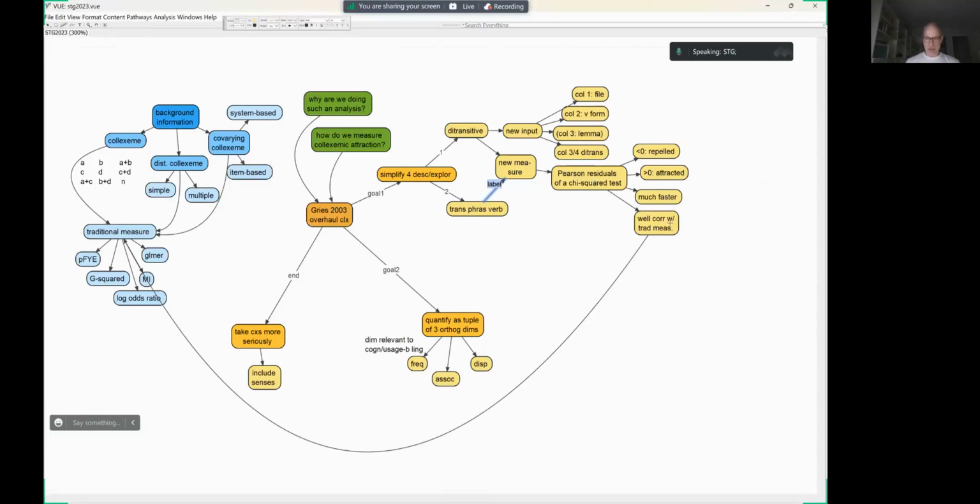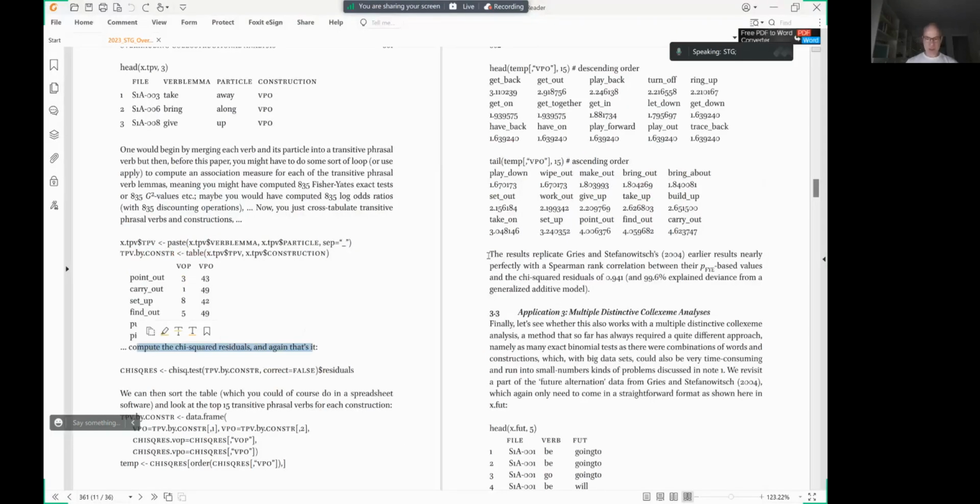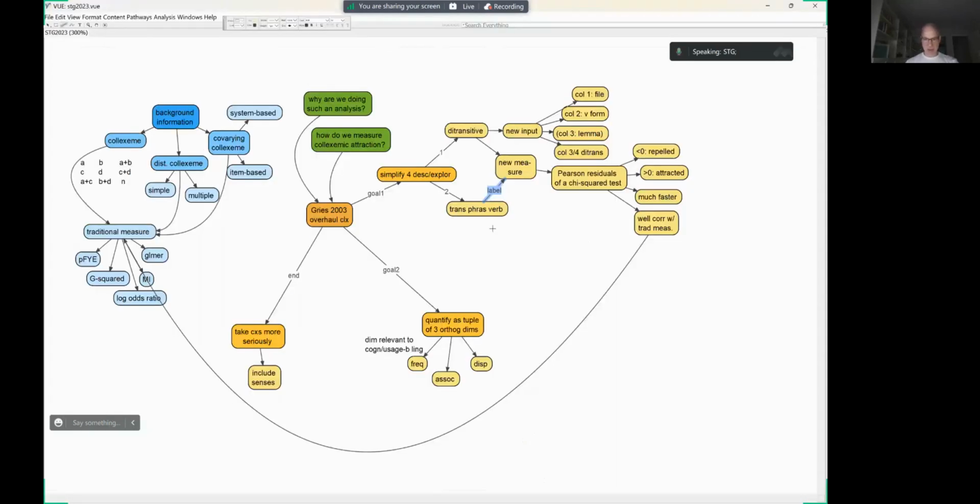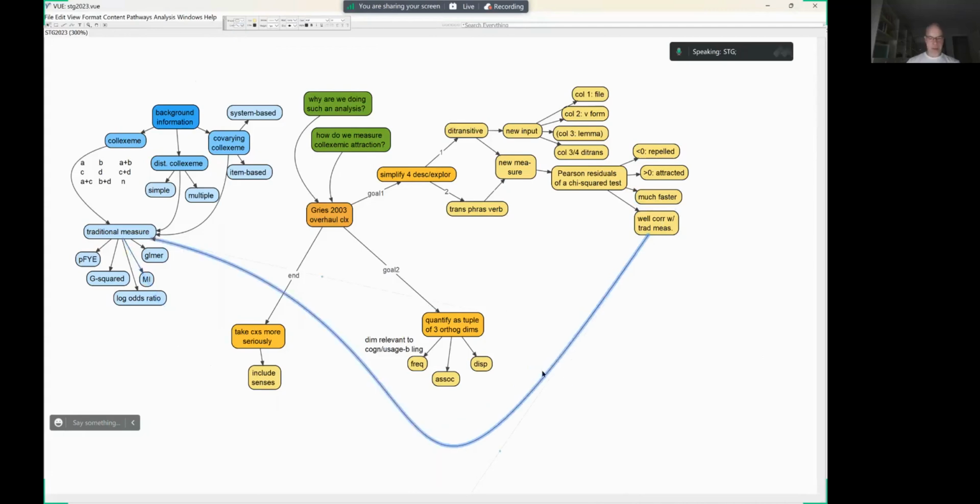Now, is it also well correlated with traditional measures? Apparently, yes. The results replicate our earlier study from 2004 nearly perfectly with a Spearman rank correlation of 0.94, or even an R squared from a GAM of 0.996. So basically, this little arrow here basically inherits everything from the previous case, right? So the transitive phrasal verb study also uses this new measure, which is this. It's interpreted in the same way. It's also much faster, and it's also well correlated with the rest. So that's obviously a good thing.